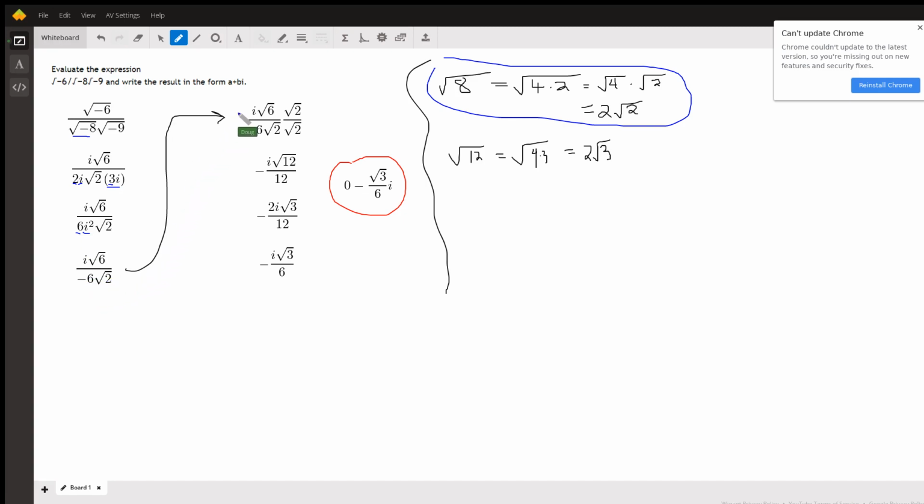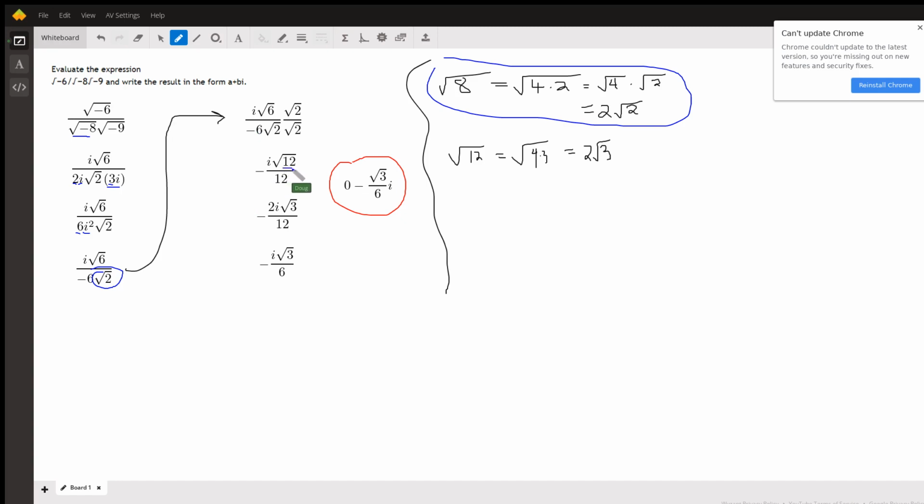And moving up here, I realize that I've still got a radical in the denominator. So I rationalize by multiplying numerator and denominator by square root of 2. i times the square root of 6 times the square root of 2 is i radical 12. Radical 2 times radical 2 is 2. 2 times 6 is 12. And I move the minus sign out front.